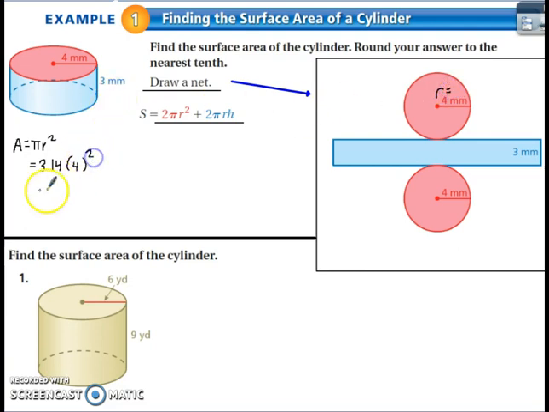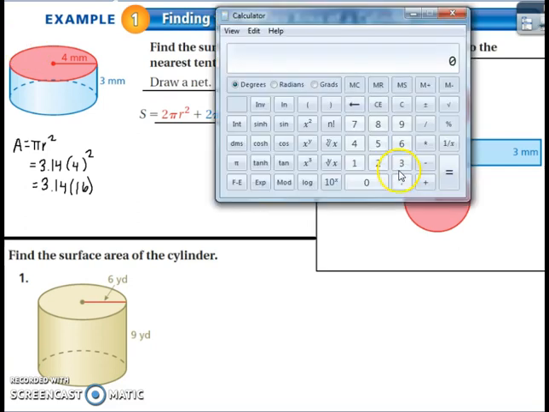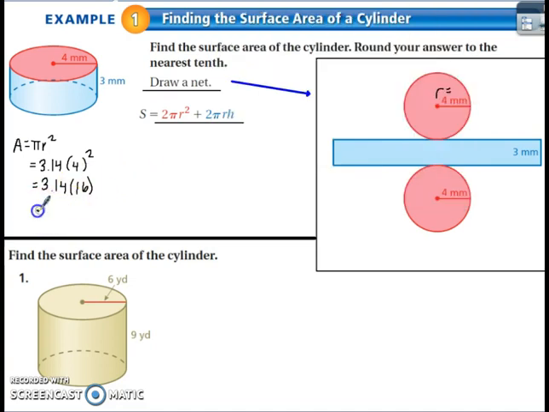And then I need to square that. Doing my exponents first, I've got 3.14 times 16. And then if you'd like, you may use a calculator to multiply this together. In doing so, I see that 3.14 times 16 is 50.24. So now I have that the area of one of these circles is 50.24 square millimeters.